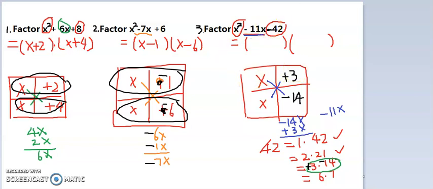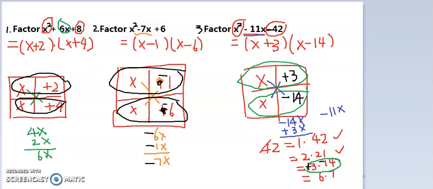So now when we write down the answer, notice we have to put first row times second row. So that will be x plus 3 times x minus 14. So that's the answer.